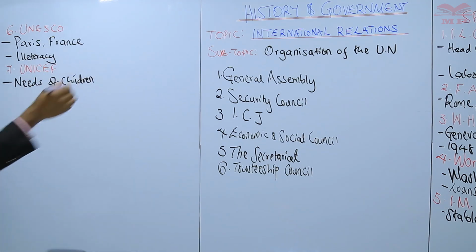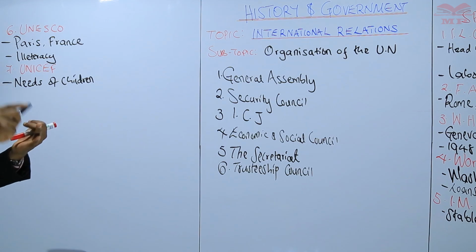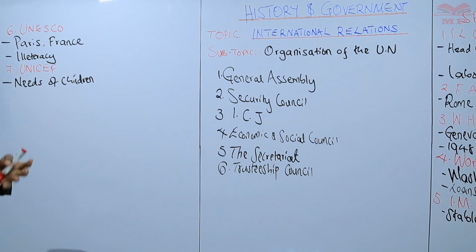Remember, children are a very important part of the population. So it is the duty of UNICEF to make sure that the basic needs of children, which include food, shelter, their security, and also education, are maintained. The children have access to education. So those are some of the basic needs that they take care of.